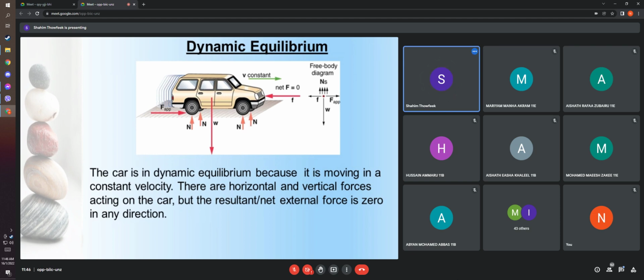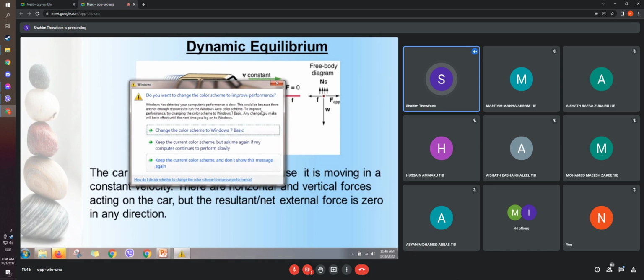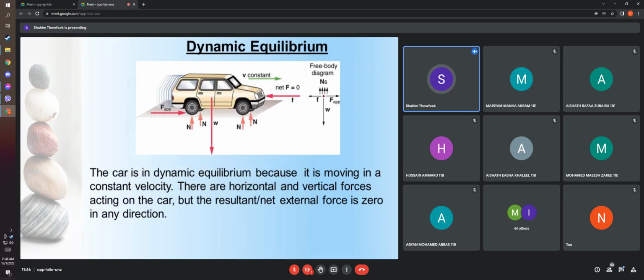So when an object is in equilibrium, you can explain both static equilibrium and dynamic equilibrium. Either it can be in stationary condition or it can be moving and moving in constant velocity.